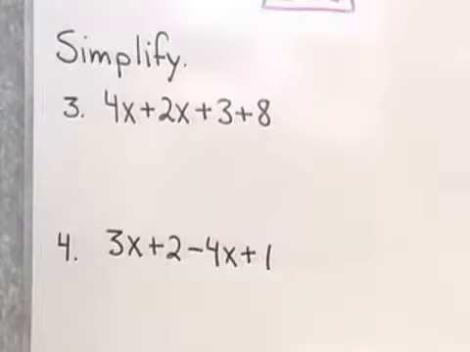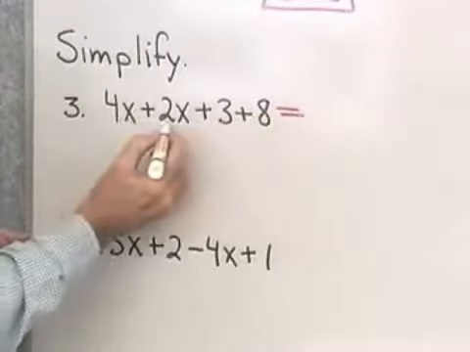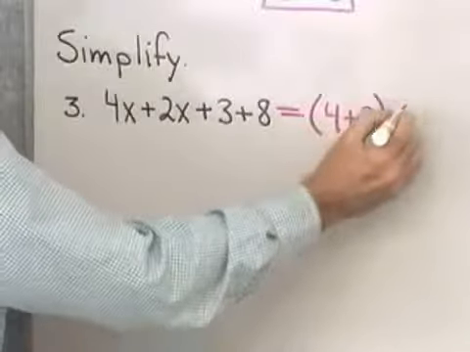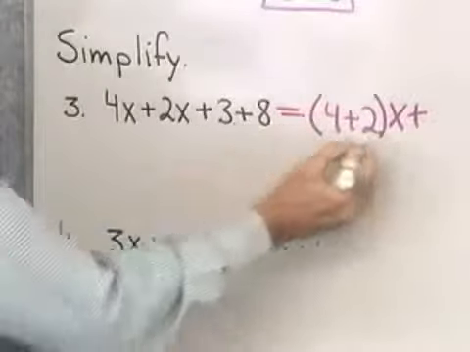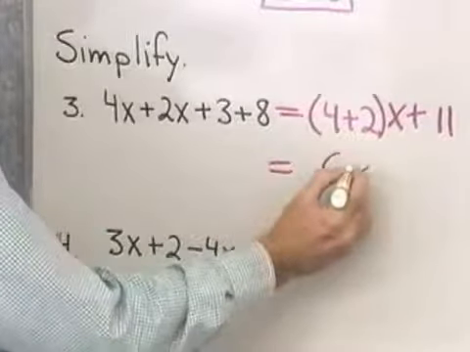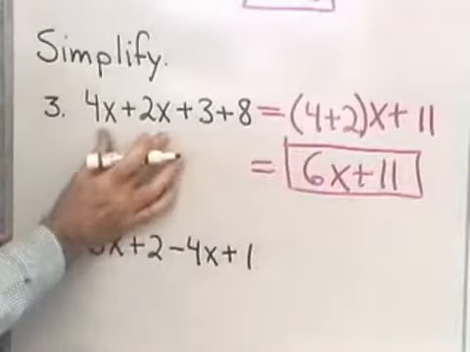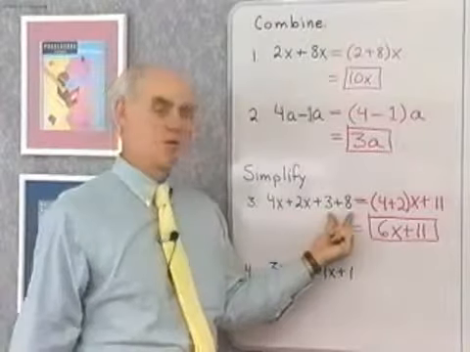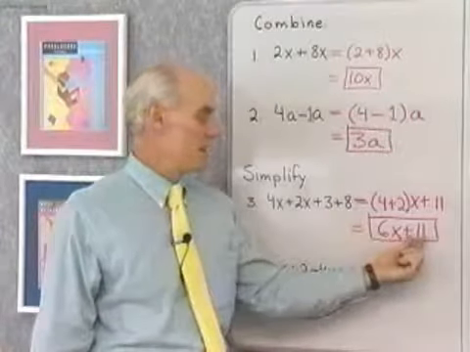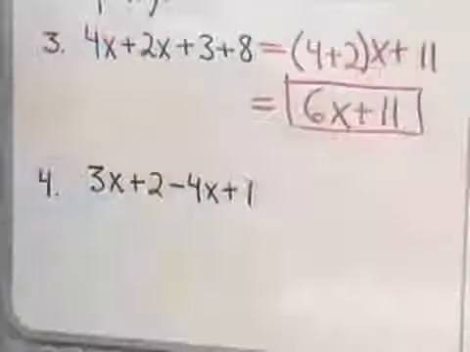Now, we want to go farther and look at some more complicated expressions and see how they simplify. Problem 3, I have 4x plus 2x plus 3 plus 8. So what I'm going to do is group these two together using the distributive property. 4 plus 2 times x plus 3 plus 8 is 11. Now I can add the 4 and the 2 together. That will give me 6x plus 11. So I combine the similar terms 4x and 2x, and then I combine these two numbers right here to get 11. So 4x plus 2x is 6x, 3 plus 8 is 11, and that's why this expression simplifies down to this expression.